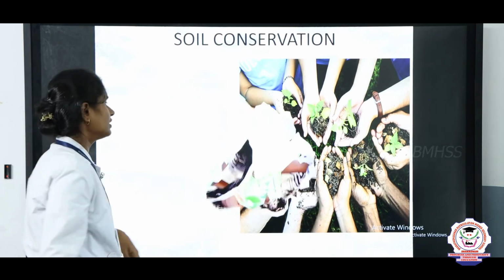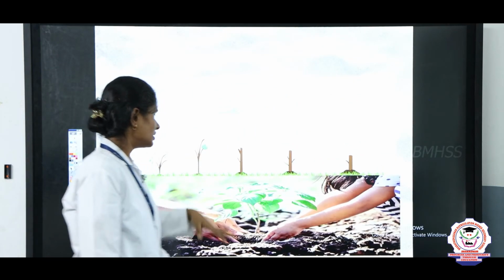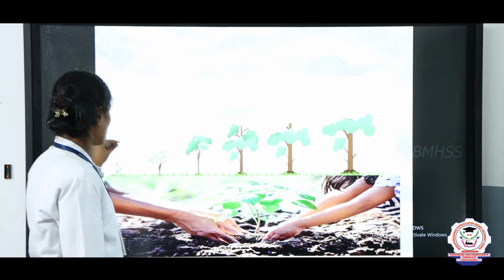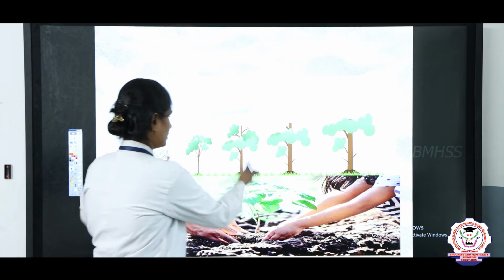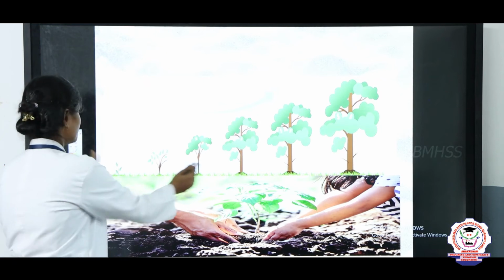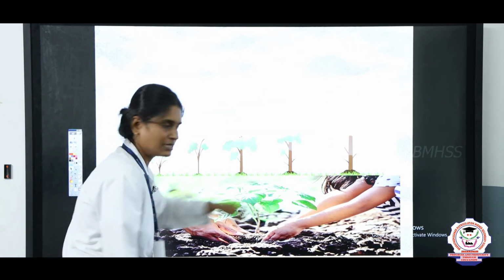So the first one that we saw is afforestation. Planting trees. Once we plant more trees, and the plants grow into trees, they have more roots, thereby the roots hold the soil together and prevent the soil from being eroded away, right. So this method is called afforestation.